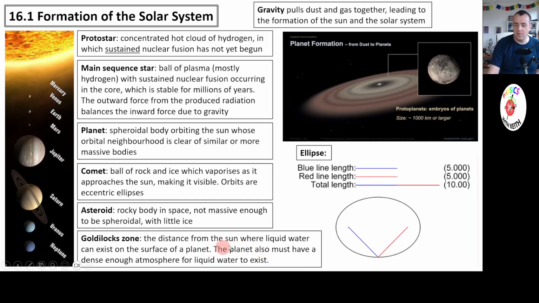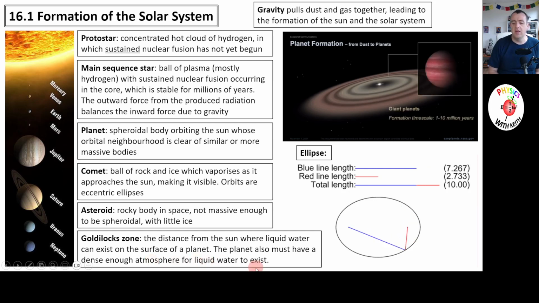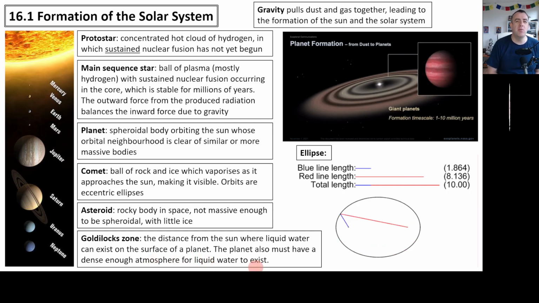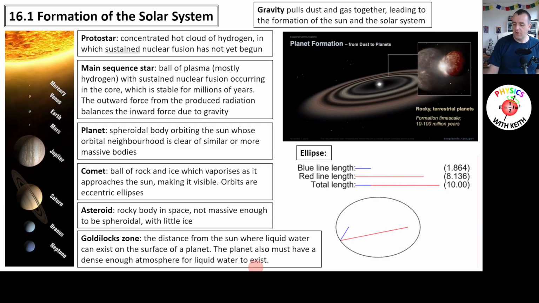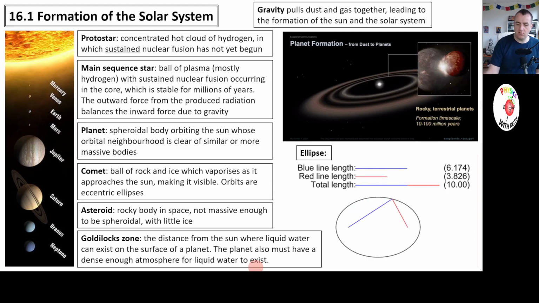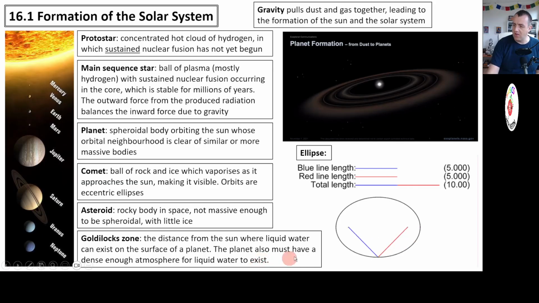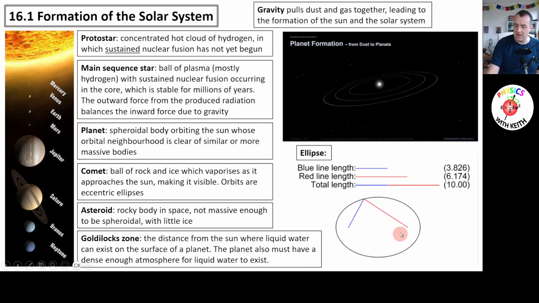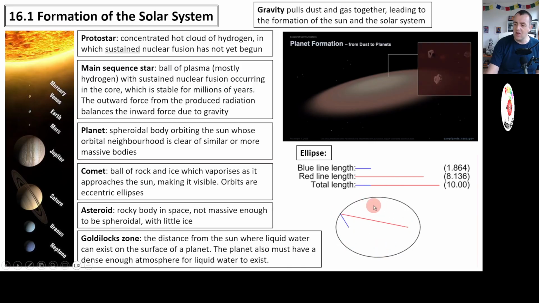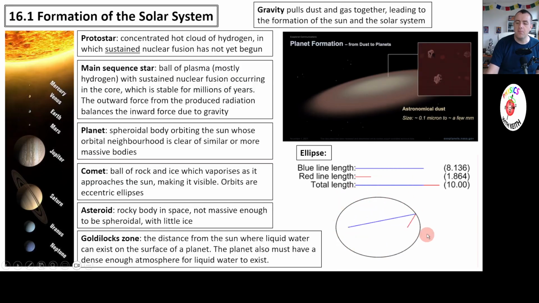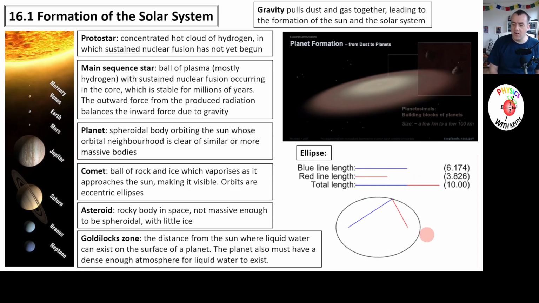But in order for there to be liquid water on the surface, as I've said, you also have to have a dense enough atmosphere. Mars, just about, but only with the saltiest of salty waters. So that is almost everything we need to say about that. I suppose we need to talk about this bit down here, the definition of an ellipse. I said comets have an eccentric elliptical orbit. Well, so what's an ellipse? Well, it's kind of an oval.